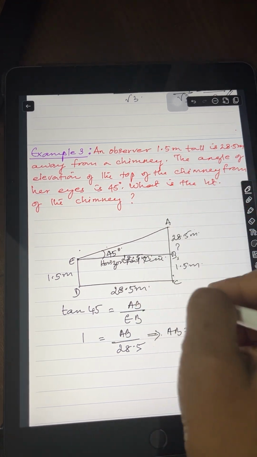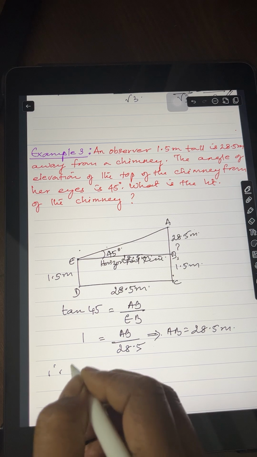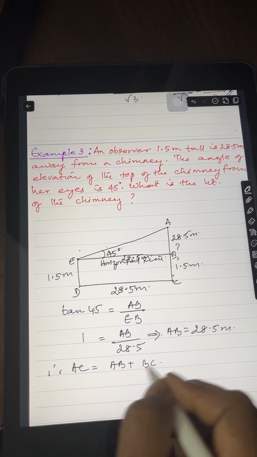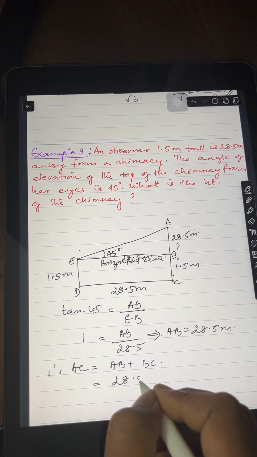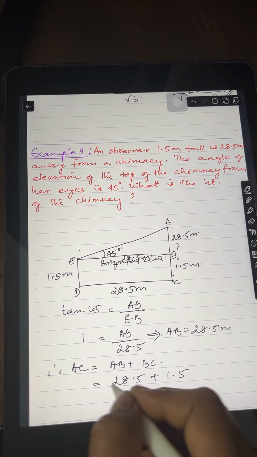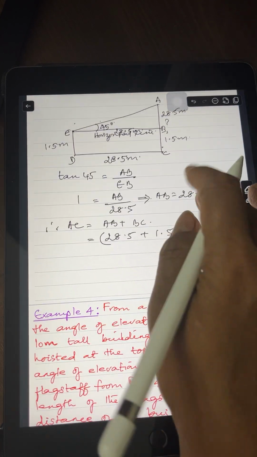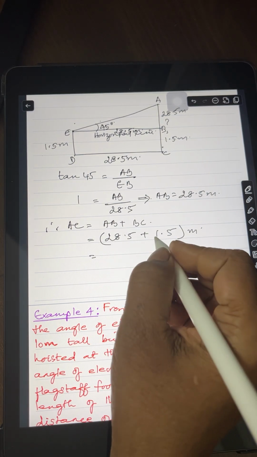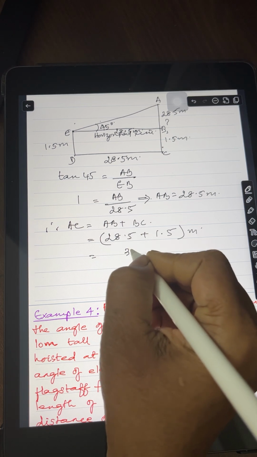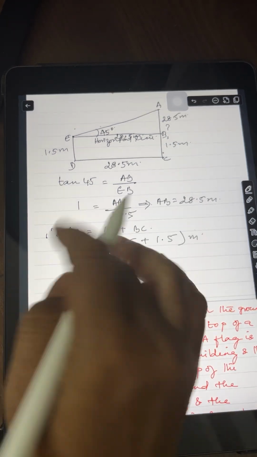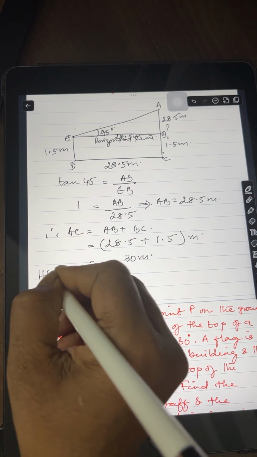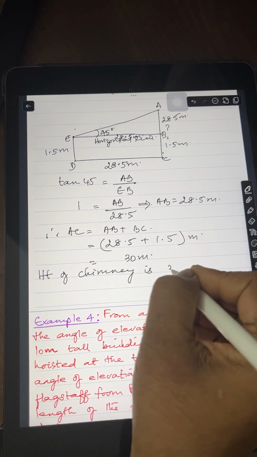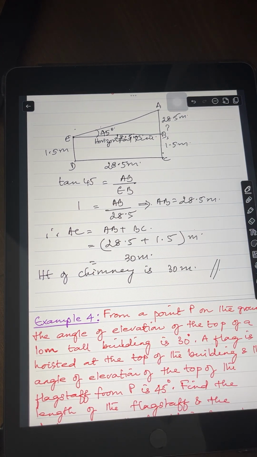Now you will have to find the full length AC. Therefore, AC is equal to AB plus BC. What is BC? BC is 1.5. Okay. So how much will this become? 28 plus 1, 29, and this 1. So 30 meter. So the height of the chimney is 30 meter. Clear? Okay.